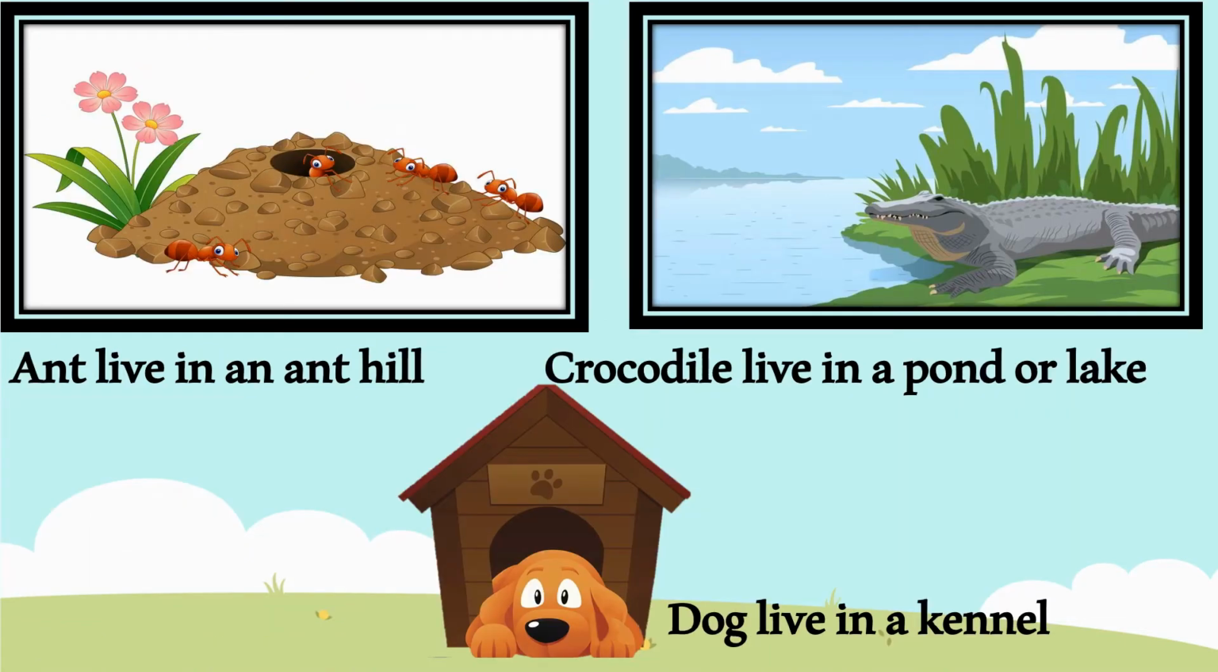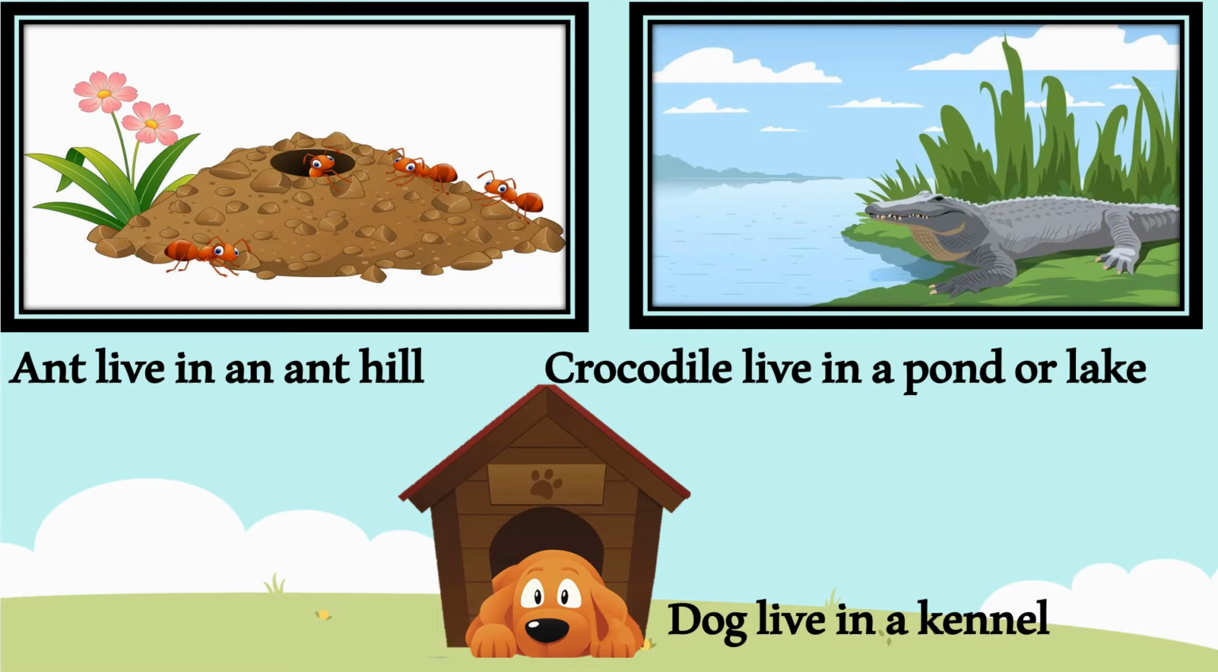Ant. Ants live in an ant hill. As you can see in this picture, children. Now next, crocodile. Crocodiles live in a pond or lake. Okay, so next, dog. Okay students, tell me where dogs live? Yes, who will tell me where dogs live? Correct. Dogs live in a kennel.